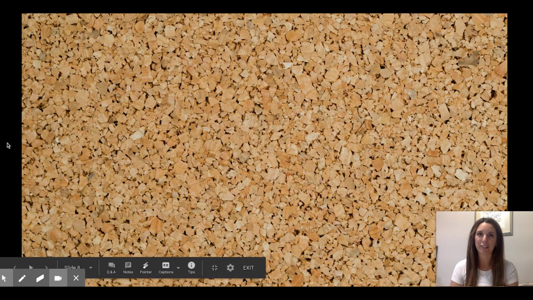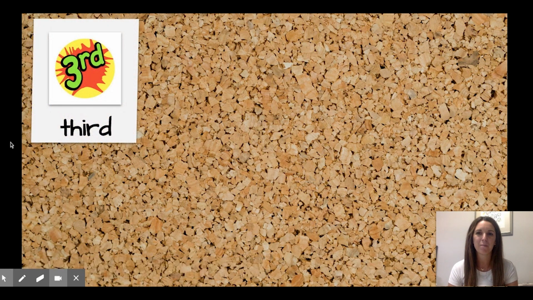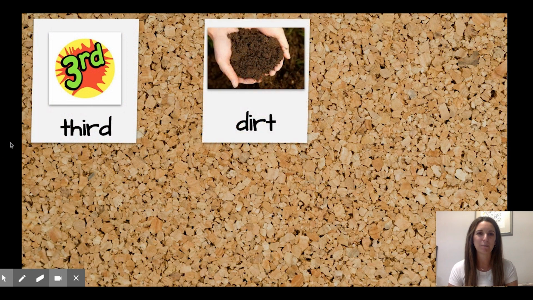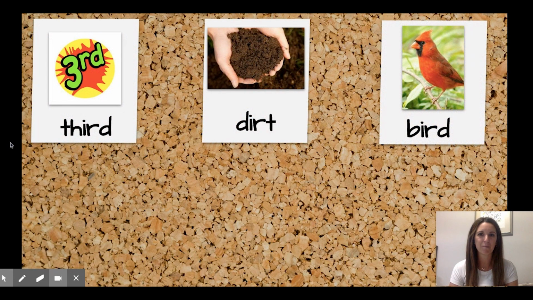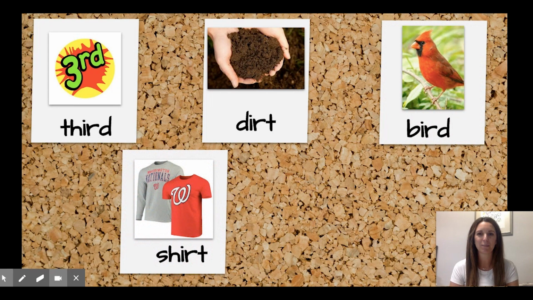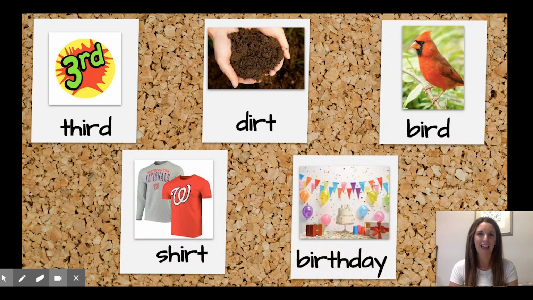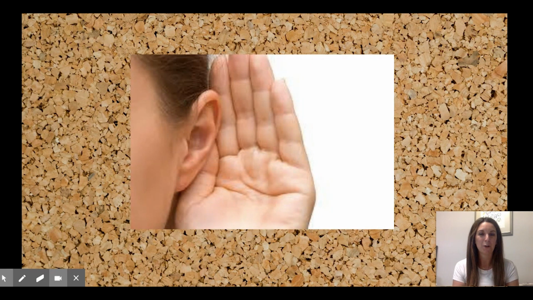Let's practice reading some words that use the pattern IR. Third, dirt, bird, shirt, birthday.